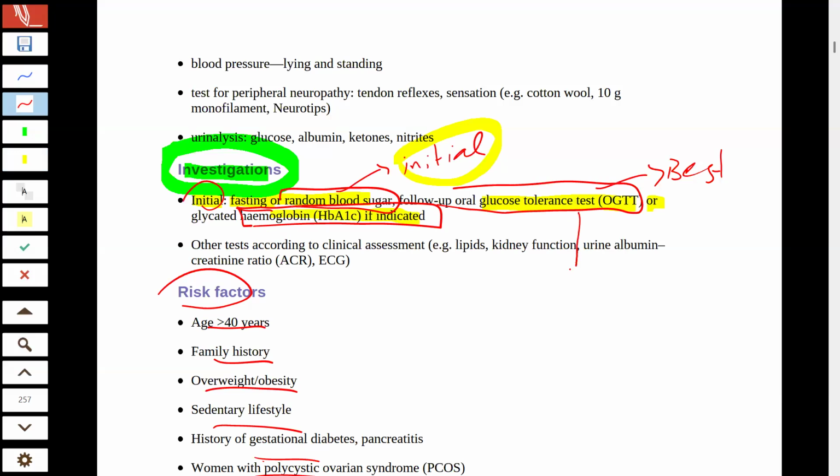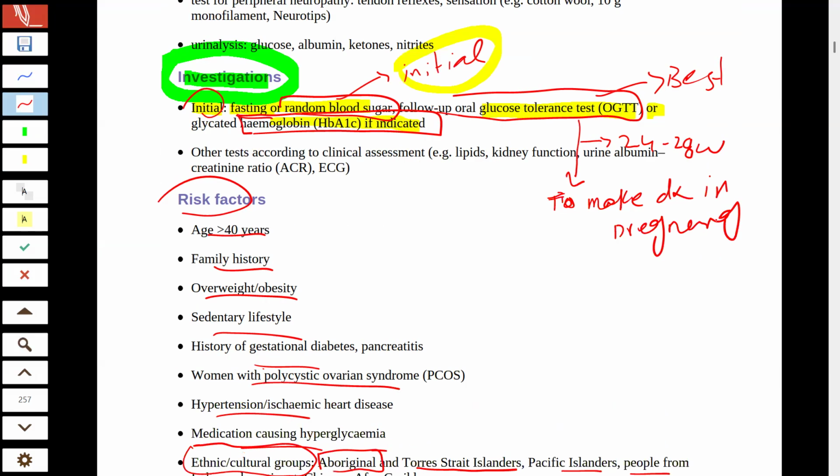This is also to make the diagnosis in pregnancy, and we will do this test at 24 to 28 weeks in the non-high-risk population. But in the case of a high-risk population, we will do it before.